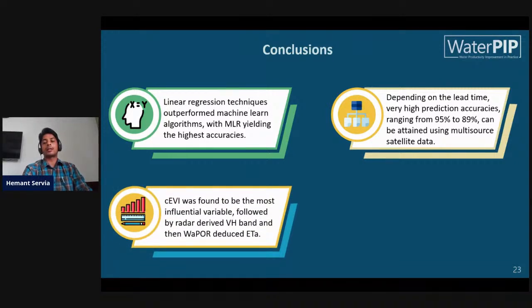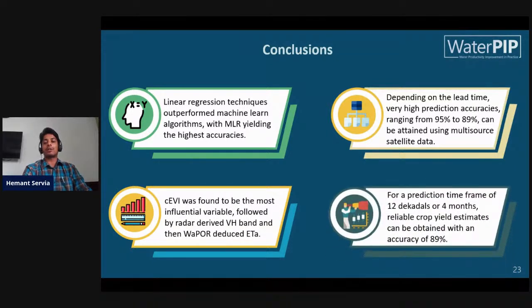Thirdly, it is concluded that the cumulated optical vegetation indices have higher prediction powers in influencing the forecasted biomass, with EVI, that is the enhanced vegetation index, being the most influential variable. It was followed by the radar-derived VH, that is vertical horizontal polarized band values, and then the crop water stress indicator variable called ETA. And final conclusion, it was concluded that for a lead time of 12 decadals, that is a 4-month period, reliable yield estimates could be obtained with an average accuracy of 89%.